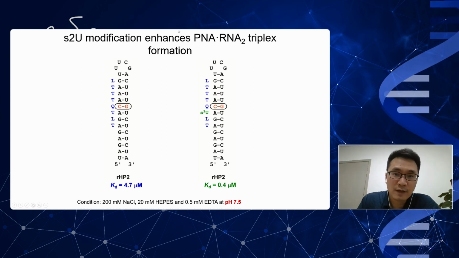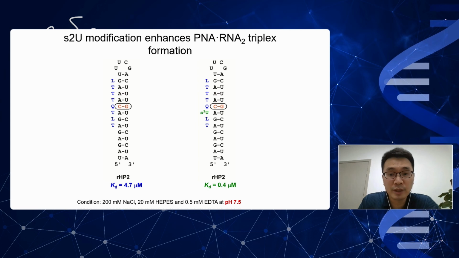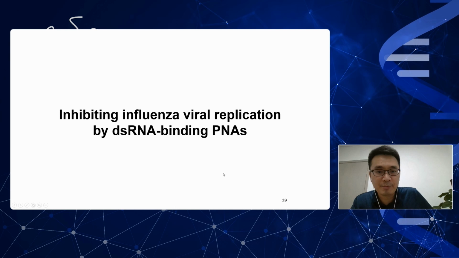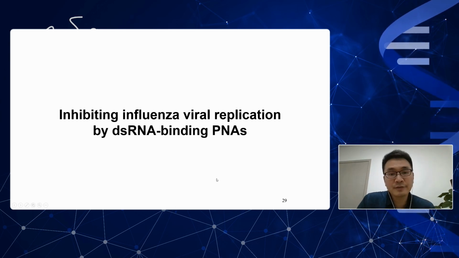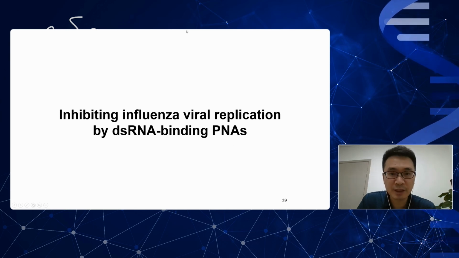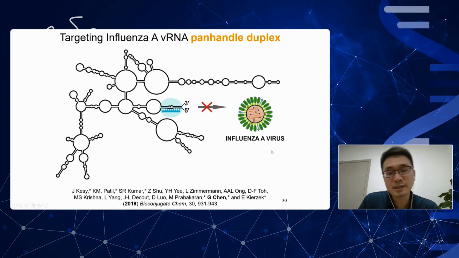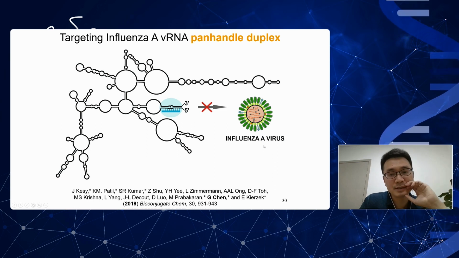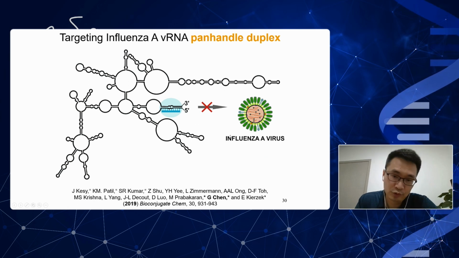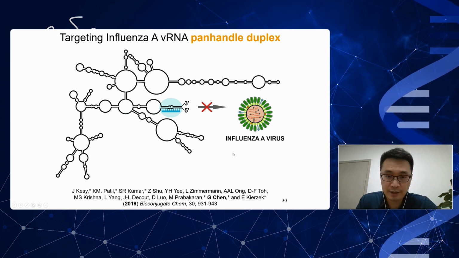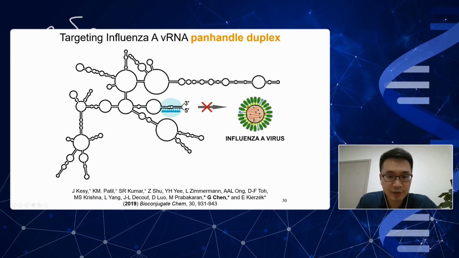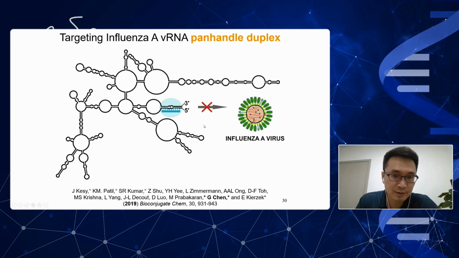So that gives us insight that in the future we can simply do this to enhance binding. Next I will talk about some applications of our currently modified dsRNA binding PNA, in short dbPNA. The first question we want to ask is whether we can design our dbPNA that can bind to the duplex region of this viral RNA in influenza virus. In this project, we collaborated with Cusack, as you can see in the reference.